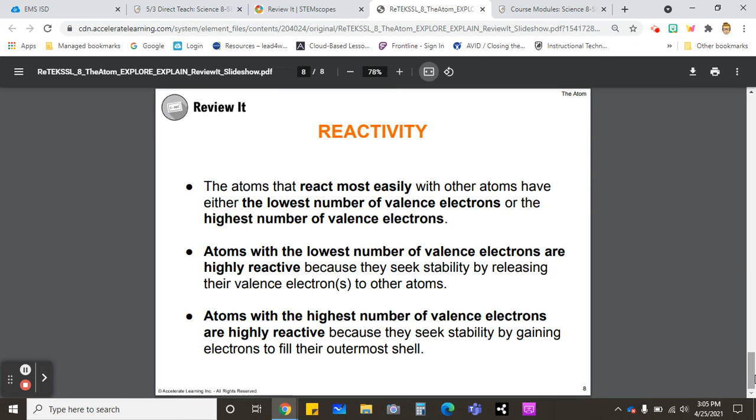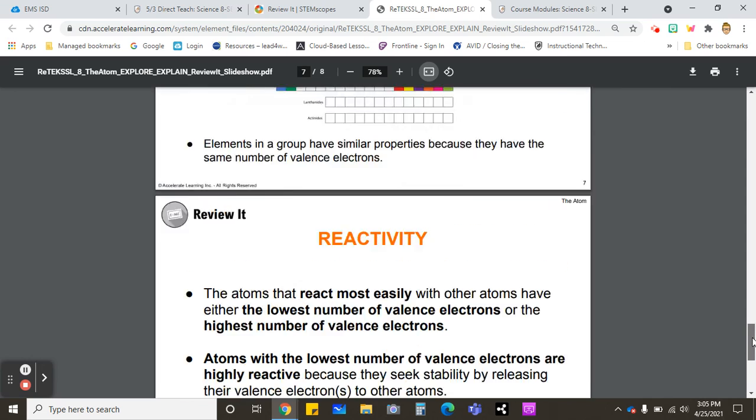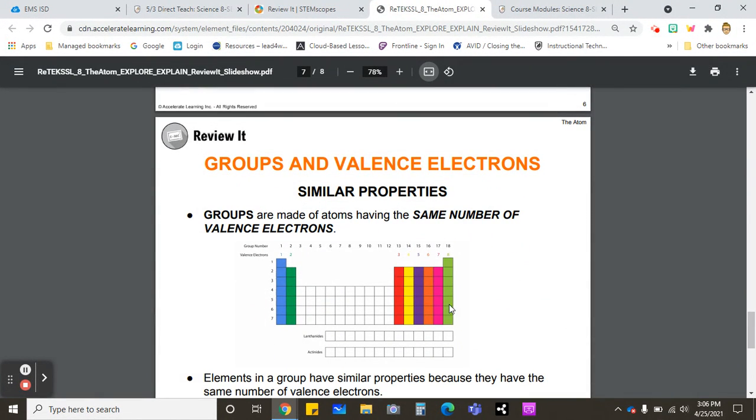Those atoms that have the least number and the highest number, except 8, are the most reactive. Atoms with the lowest number of valence electrons are highly reactive. Atoms with the highest number of valence electrons, like 7 valence electrons, are highly reactive. Everything in between is moderate, but group 18 or 8A here does not react.